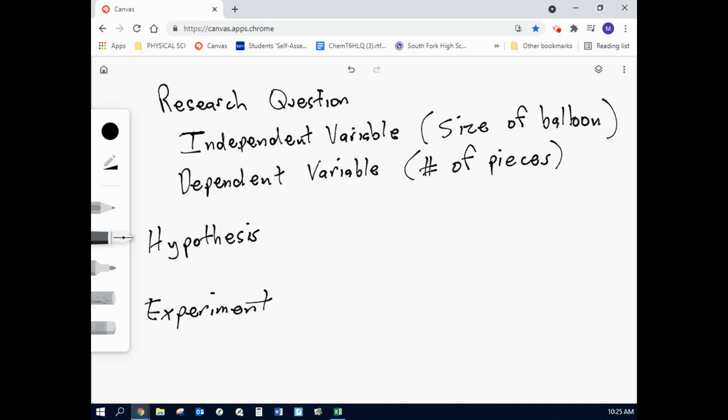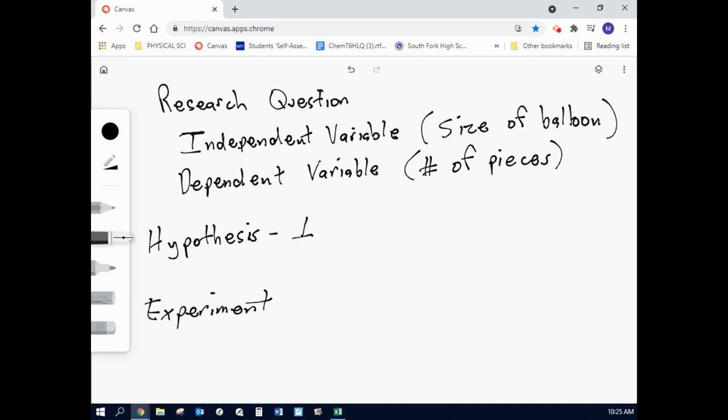All right, so hypothesis. Look, somebody said it. So let me see a show of hands. If the balloon is bigger, it's going to have more pieces. If you believe that, raise your hand. All right, if the balloon is smaller, it's going to have more pieces. Who thinks that? Not even one person? We usually have 2 or 3 people. So we'll go with what the class consensus is.